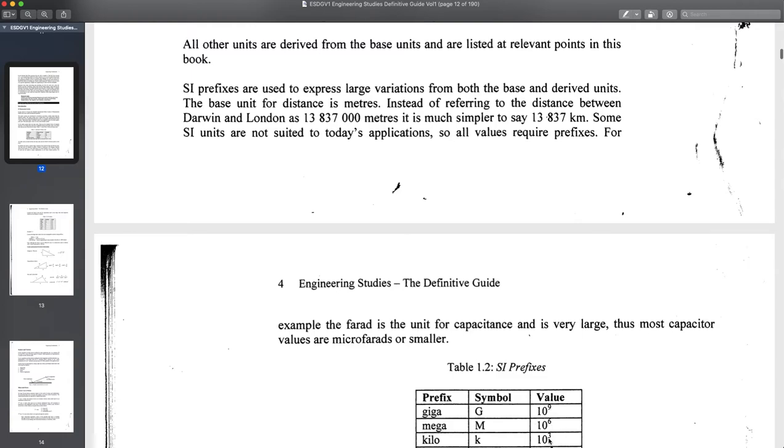The idea is, rather than writing a 1 with 3 zeros, we can just write 10 with a little 3, and that indicates how many zeros. This 10 with a little 6 really means 1 with 6 zeros. This one here is 1 with 9 zeros. It means that there is a billion, and then a million, and 1,000.